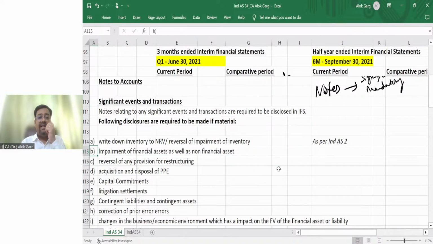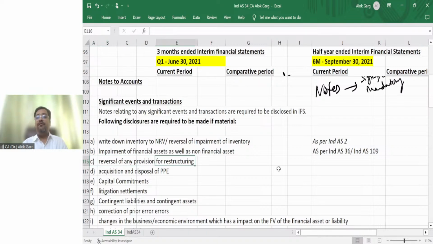Impairment of financial assets as well as non-financial assets. If the company has recorded impairment on property, plant and equipment or intangible assets, or the company has impaired trade receivables or loans, this is as per Ind AS 36 and Ind AS 109. If any impairment is recorded on a financial asset or non-financial asset and it is material, then it has to be disclosed in the notes to accounts.